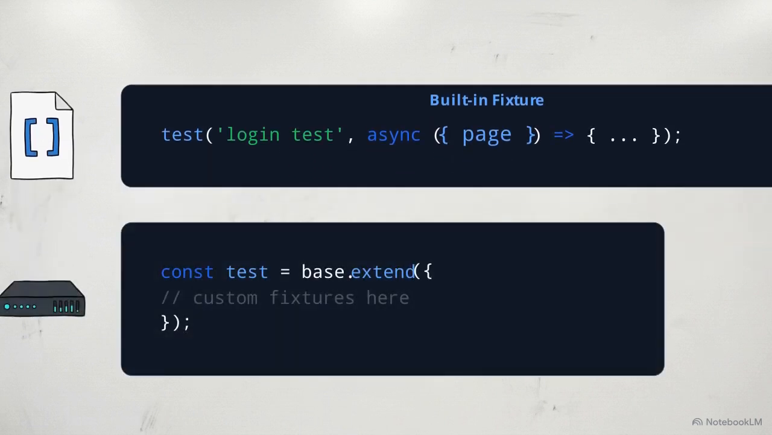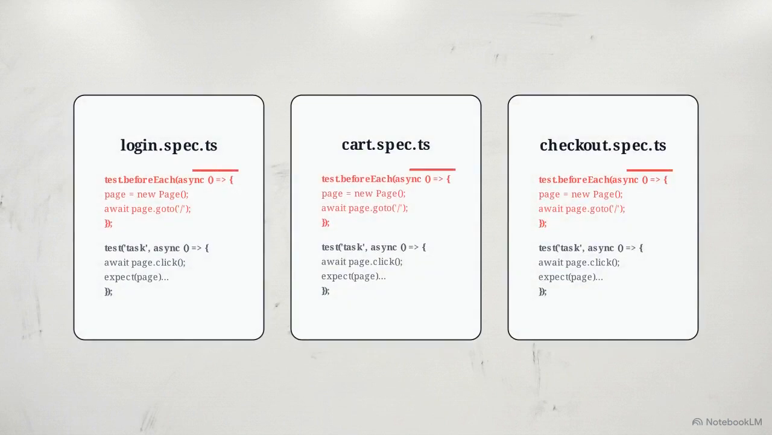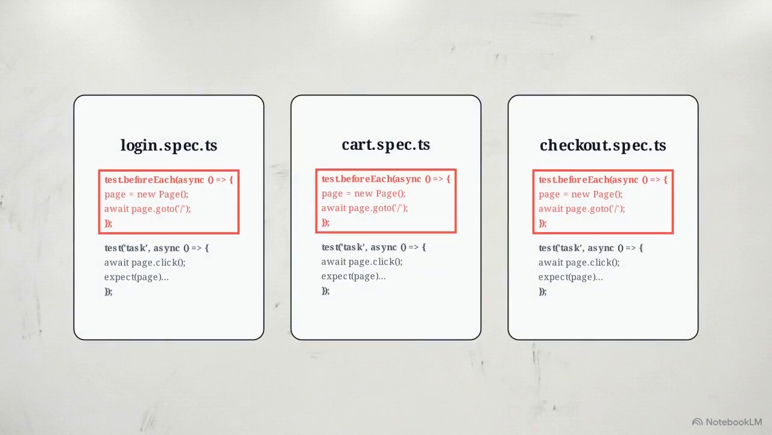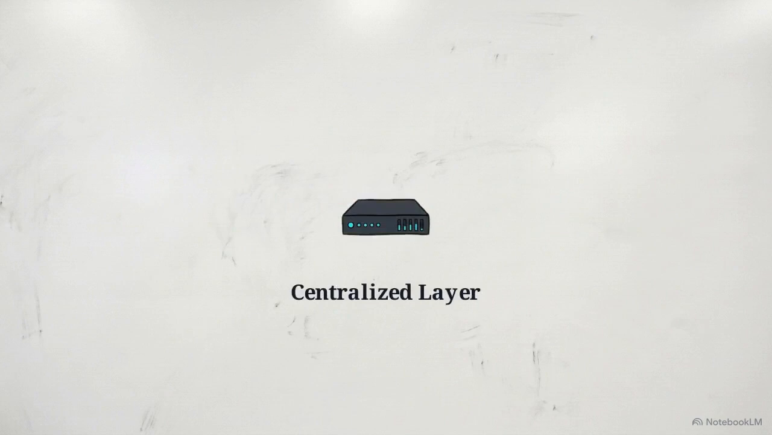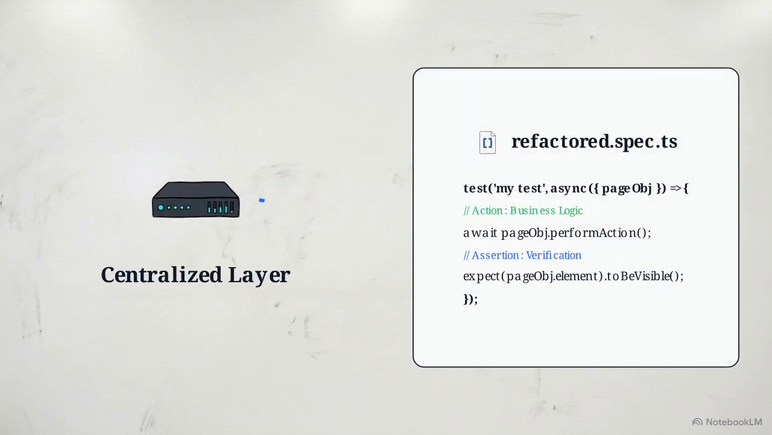By using the test.extend function, you can build your own custom arguments that follow that same logic. Instead of repeating the same setup steps in every before each hook, we move that logic into a centralized layer. This allows the test file to focus purely on the user actions and assertions.